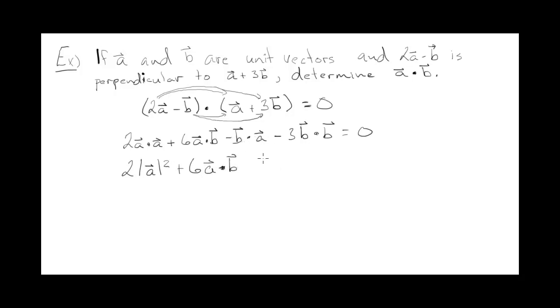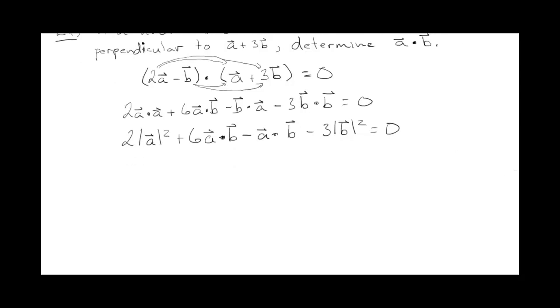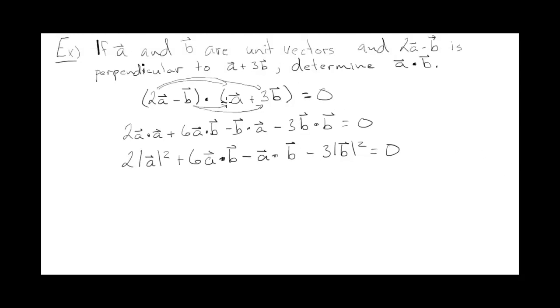Here I have B dot A. Well, I can switch the order. Remember, dot product is a commutative operation. So that's A dot B, minus 3, and then B dot B. Remember, you can write magnitude of B all squared. All right, now we can simplify a little bit. Remember that A and B are unit vectors, meaning the magnitude of A is 1.